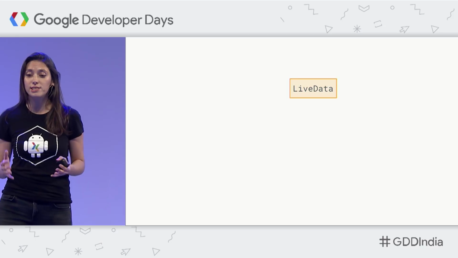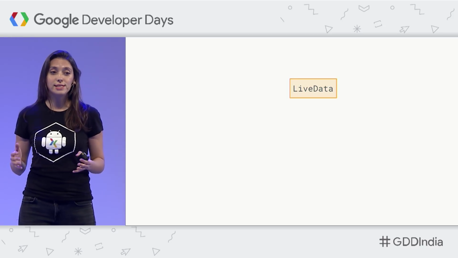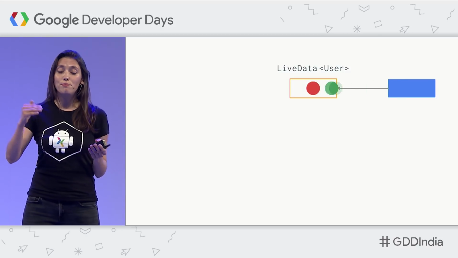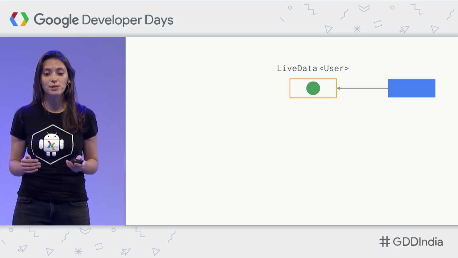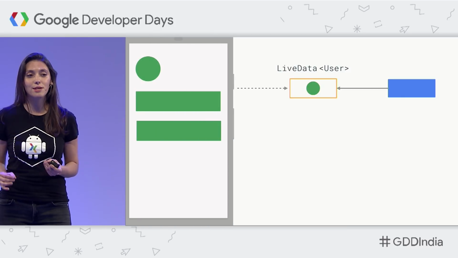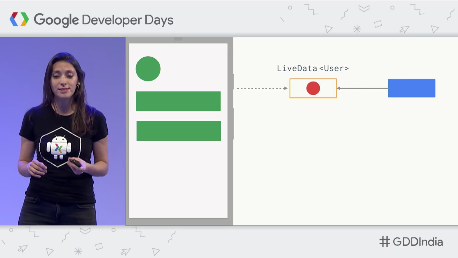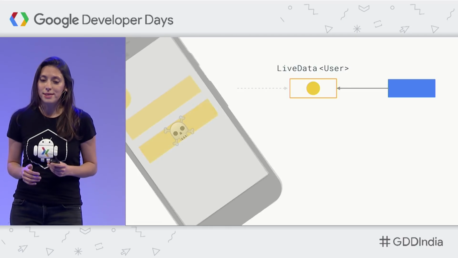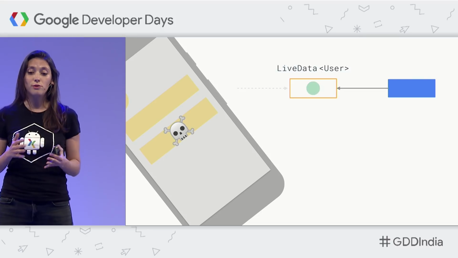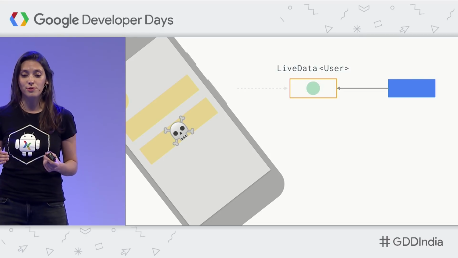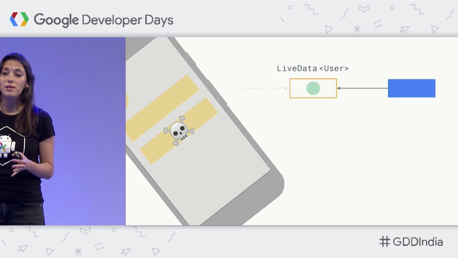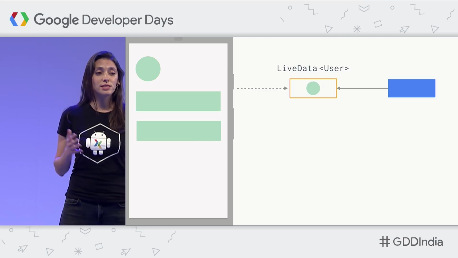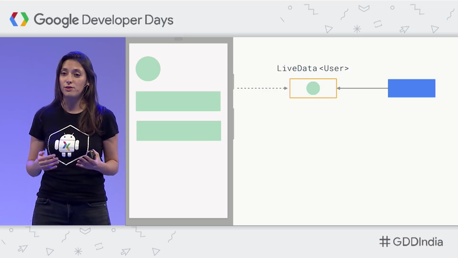Architecture components provides one of these lifecycle aware components. This is live data. Live data is actually a data holder. And other components can set the value of the data that's being held, and activities and fragments can observe that live data. And they can react on it and update the UI. But when the activity is on pause or on destroy, the subscriber is removed. The live data is considered inactive, so the events are not propagated. But when the activity is recreated, we subscribe again, and then the UI can again react on the changes of the live data.